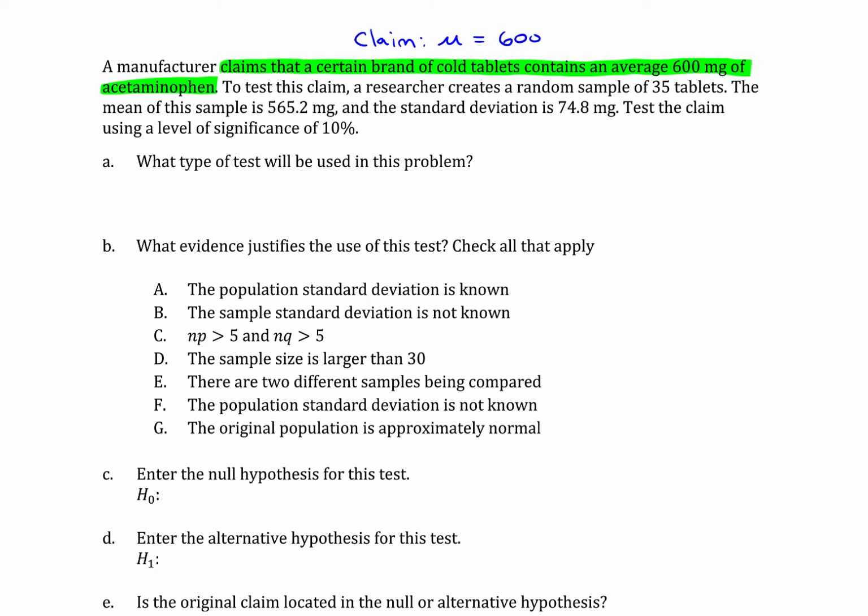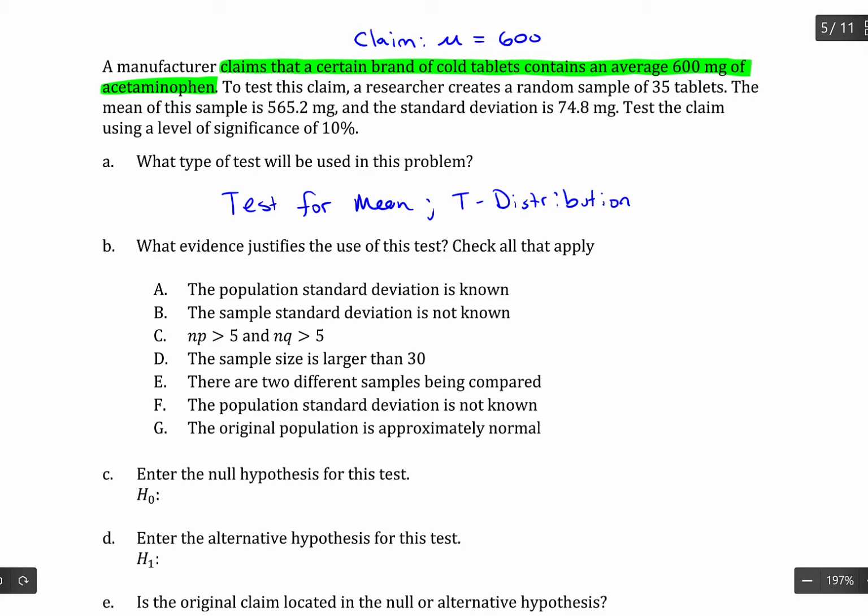But we have to decide if we're going to use a t-distribution or a normal distribution. That choice comes down to whether or not the population standard deviation is known. In this case, the population standard deviation is not known. We just have a sample standard deviation. So that means we're going to use a test for the mean with the t-distribution.